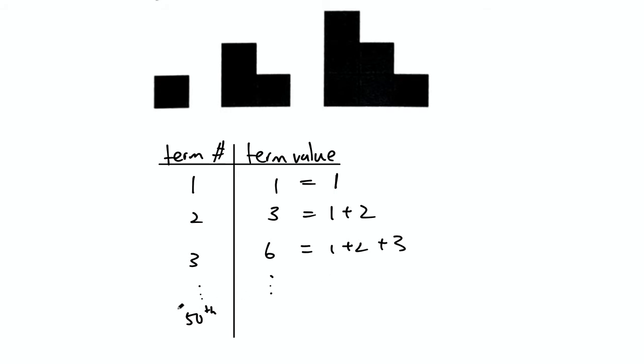Okay, so I can predict that for the 50th term, the term value is just going to equal 1 plus 2 plus 3 plus all the way up until 50, right? We add up all the way until the term number, right? So the term number 50 will have this as our term value.